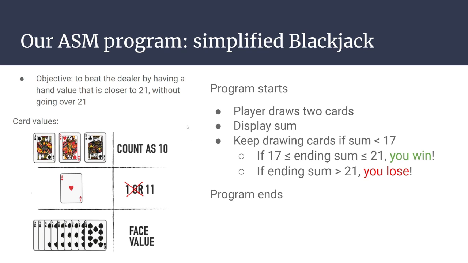When our program starts, the player will draw 2 cards, and then the sum of these 2 cards will be displayed to them. The player will keep drawing cards if the sum is less than 17. If the ending sum is between 17 and 21, then you win. But if the ending sum is over 21, then you lose. Then our program ends.